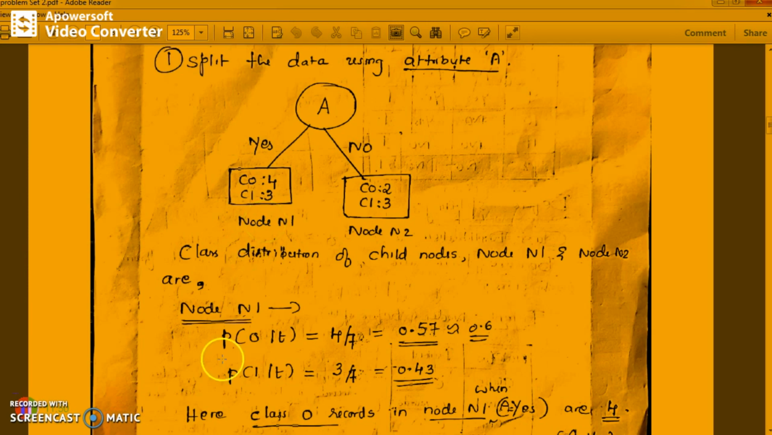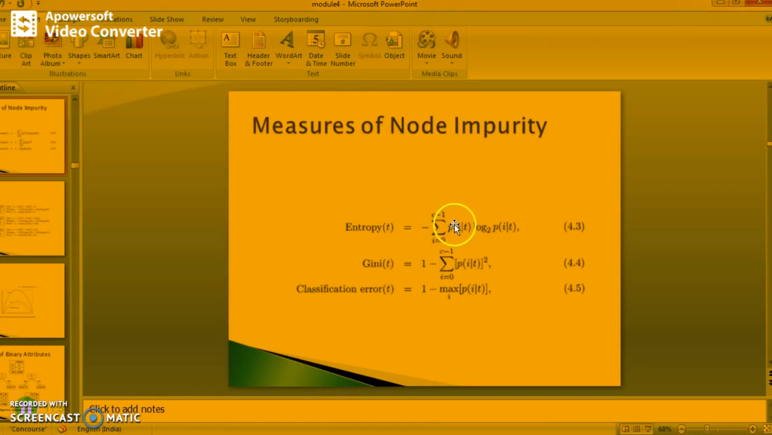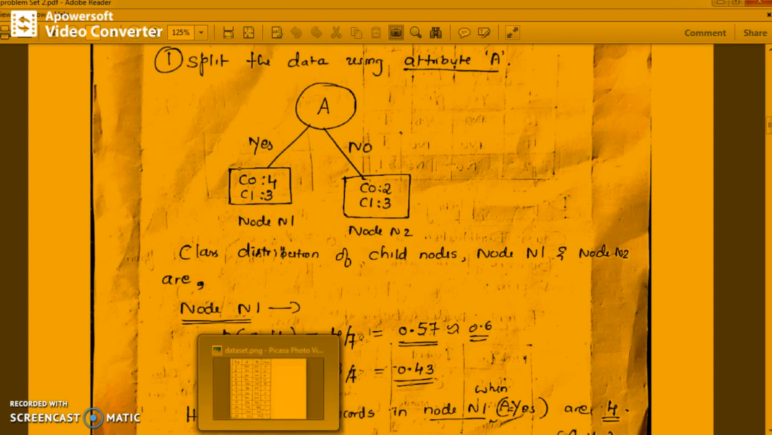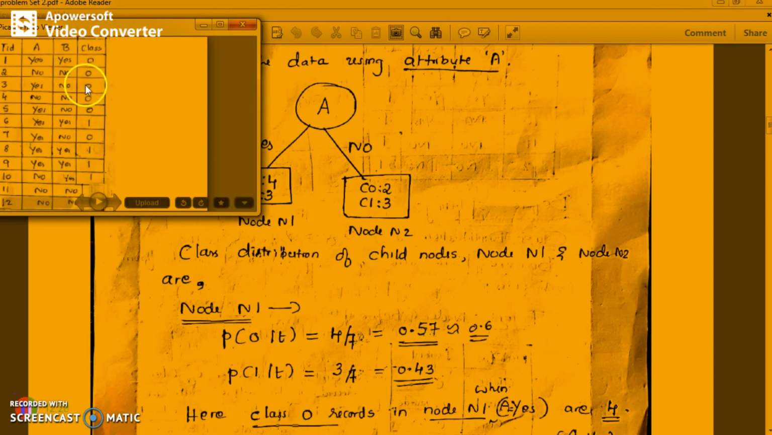Before calculating any of the measures, first we'll see the distribution. As you all know, all the 3 formulas require this class distribution value, that is P of i|t, compulsorily. So we will compute that, right? So P of 0|t. We will just see now node n1. What is P of 0|t? The fraction of records belonging to class 0. So how many records are belonging to class 0? 4. Out of how many records did you get this 4? Our data set actually contains 12 records.